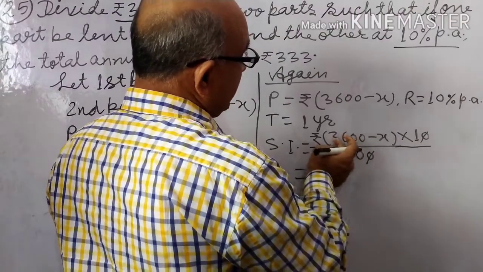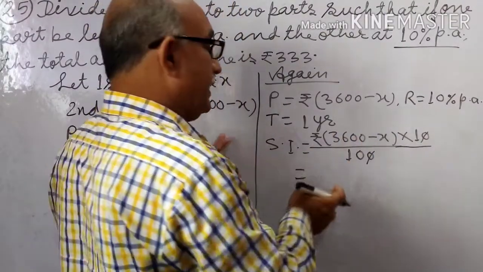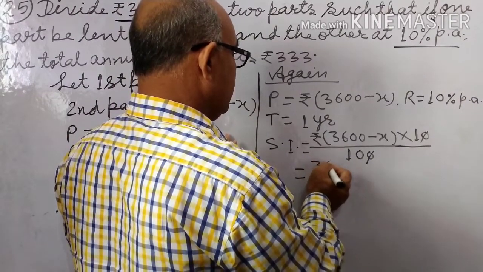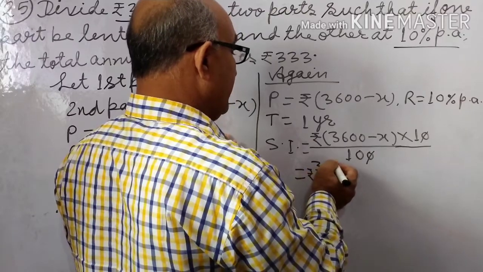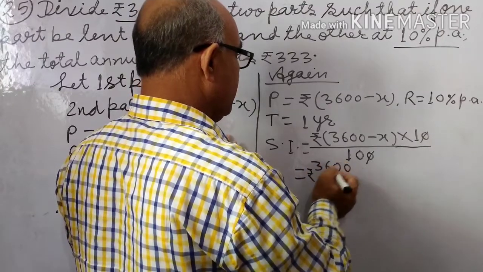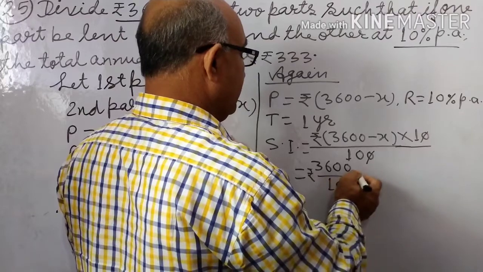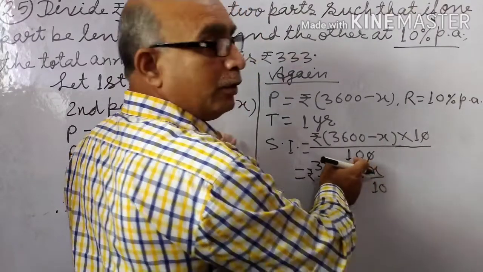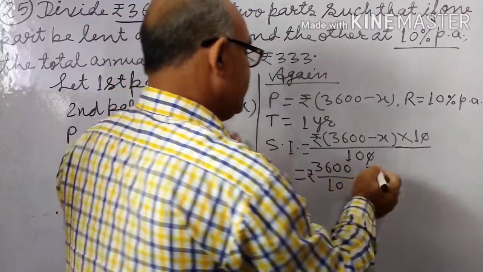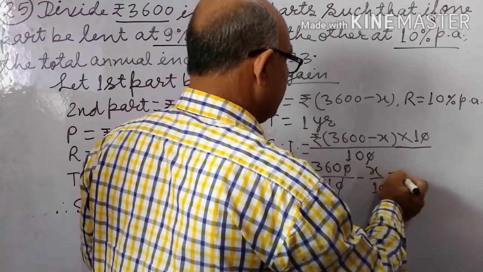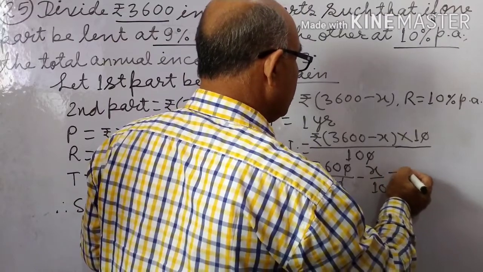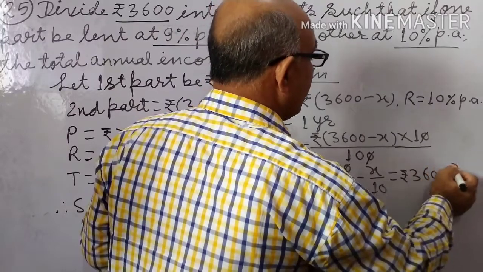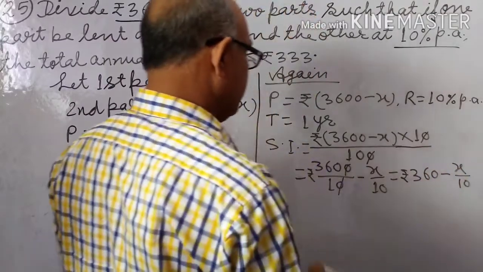Equal to 3,600 minus X by 10. So rupees 3,600 by 10 minus X by 10. 10 is the denominator of both numbers. 0 to 0 cancel, equal to rupees 360 minus X by 10.